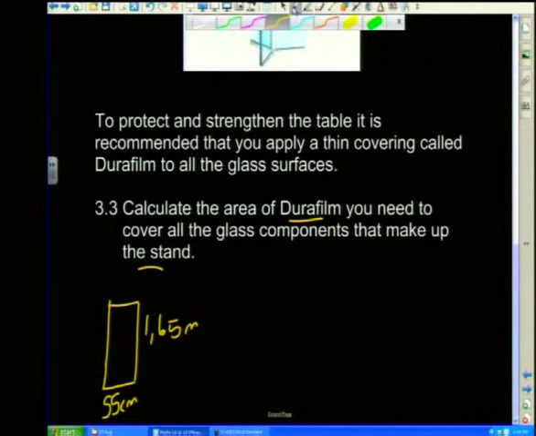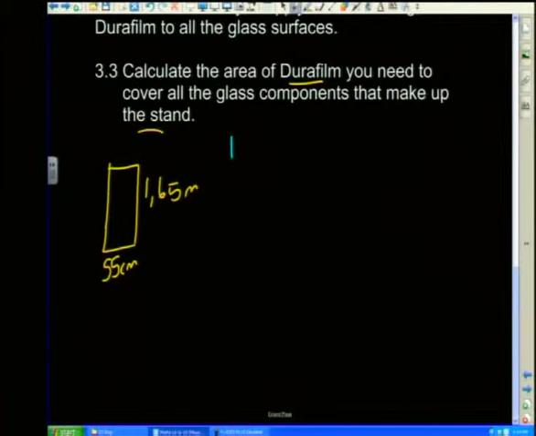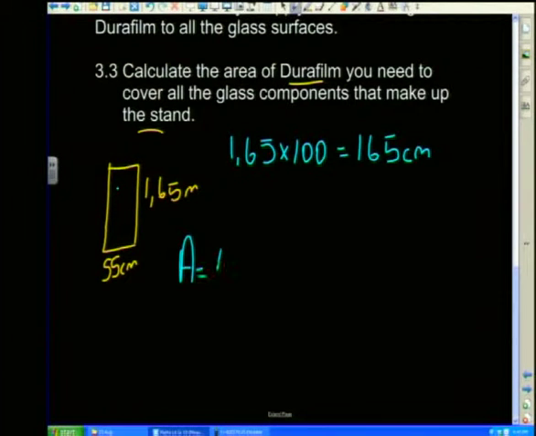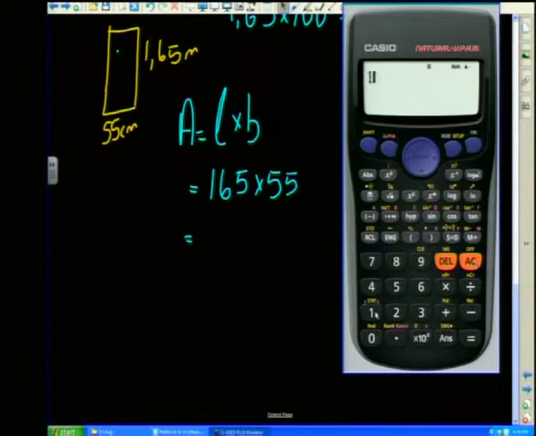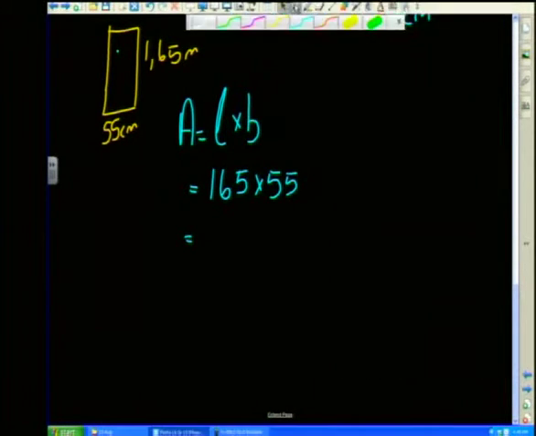So this is my first step. I'm going to change that into centimeters. So 1,65 into centimeters, times by 100, gives me 165 centimeters. So my area of one side, my area is my length times my breadth. My length is 165 times 55. Let's get that answer. So 165 times 55 gives me 9075.